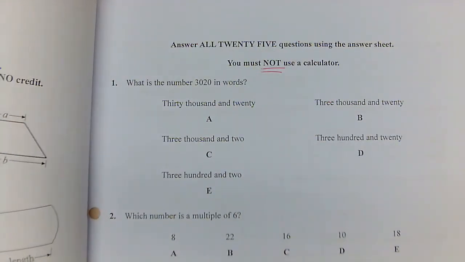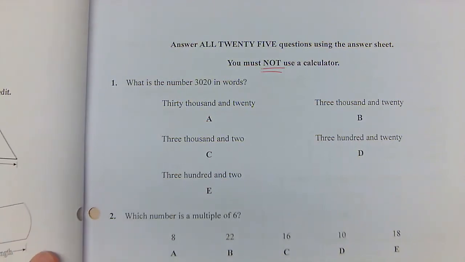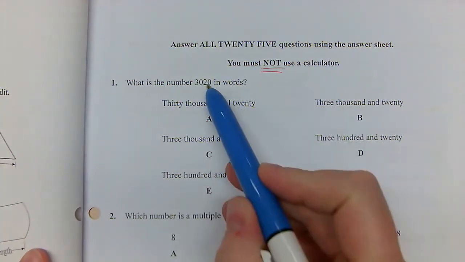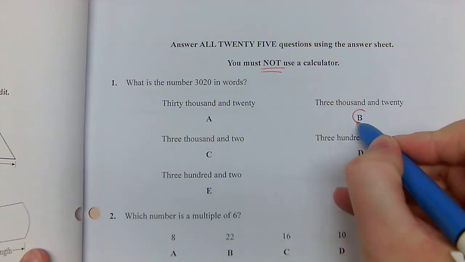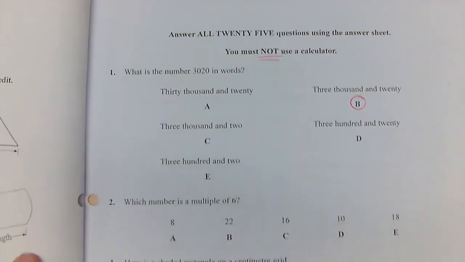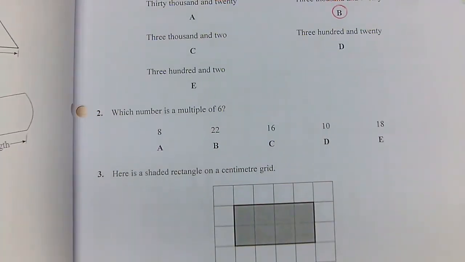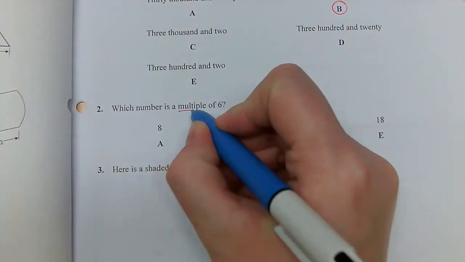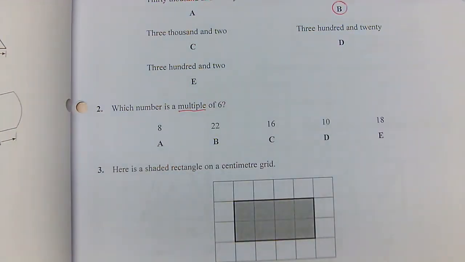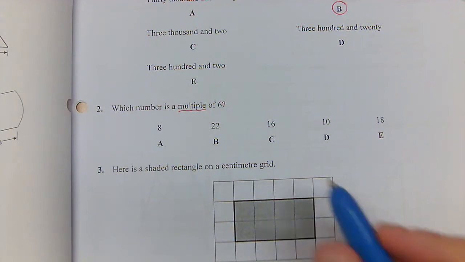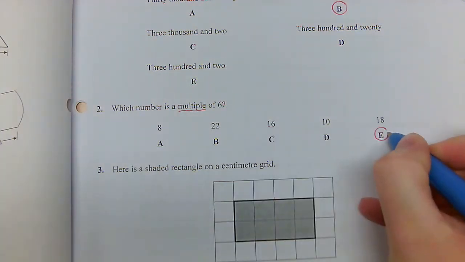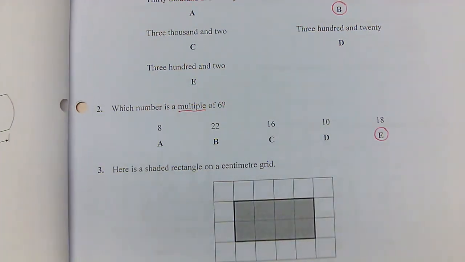So, question 1, what is the number 3020 in words? 3020 is going to be this one here, B. Question 2, which number is a multiple of 6? Remember, the word multiple means that it's in the times tables of the number 6. So the number here, 18, is in the 6 times table.